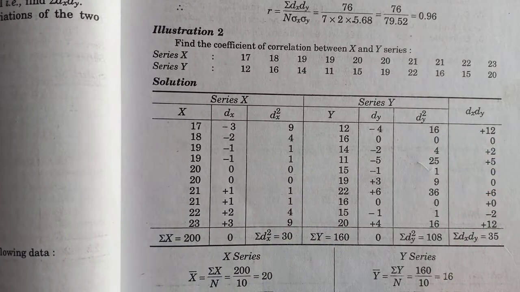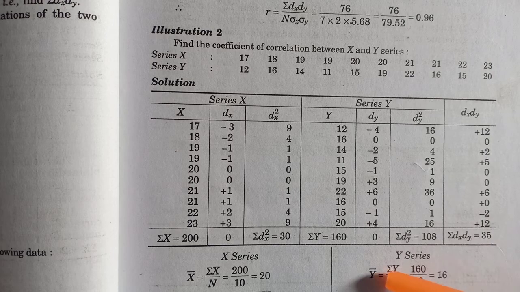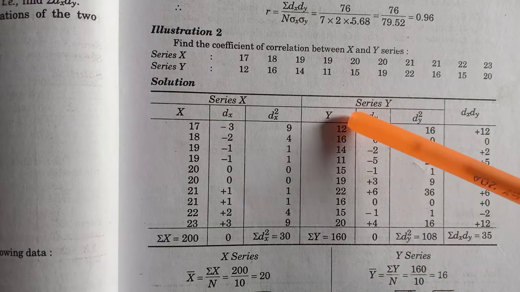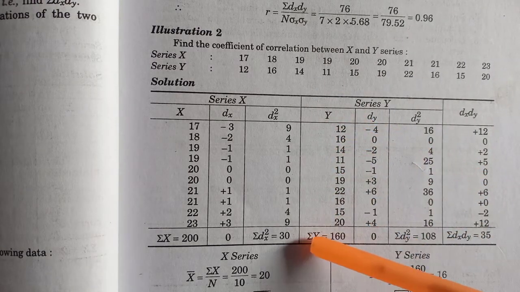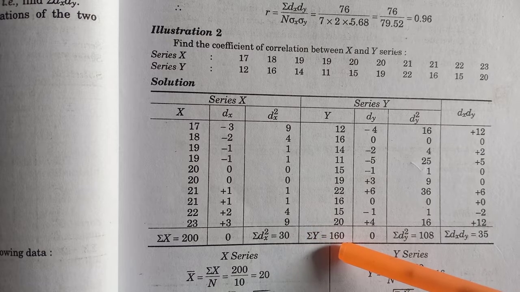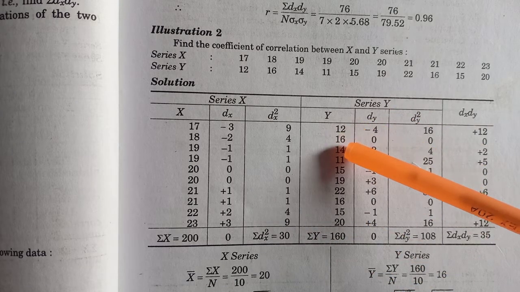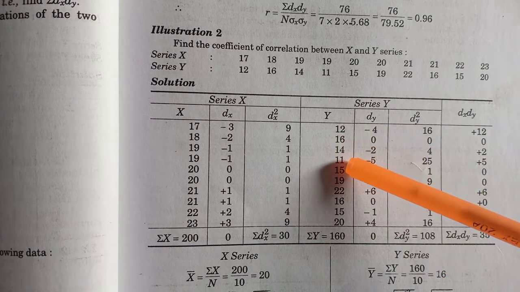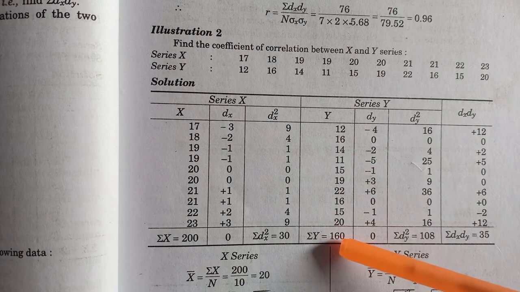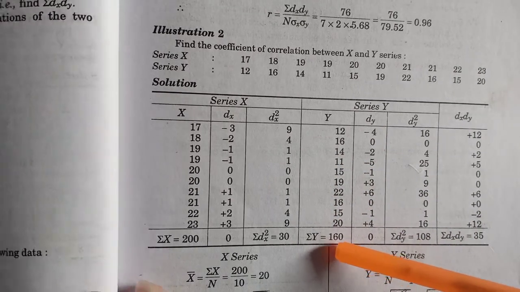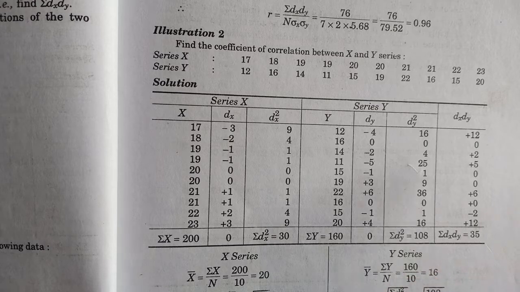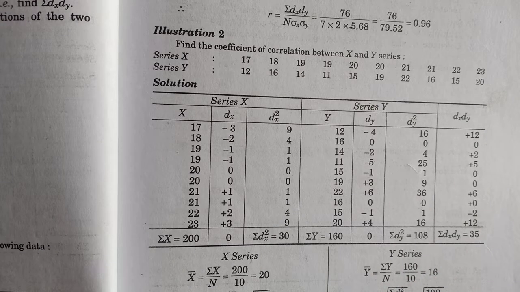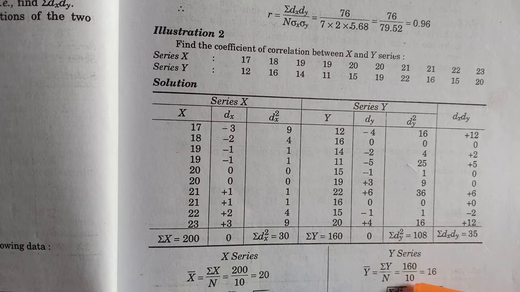Now we will do the same for the y series. First of all, we will find out y bar. We note down all the values of the y series. We total them up, which is 160. 12 plus 16 plus 14 plus 11 and so on up to 20 is 160. Now we find out y bar, that is 160 divided by 10.